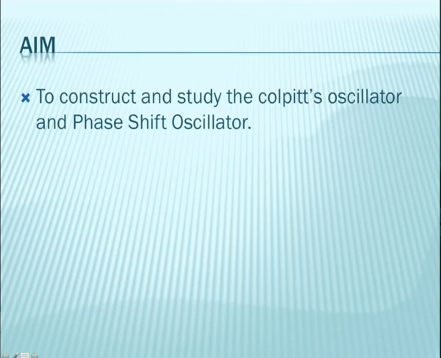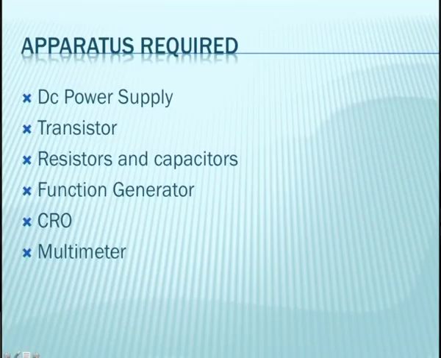Aim of this experiment: to construct and analyze the Colpitt's oscillator and phase shift oscillator. Both the oscillators are constructed using transistor. Colpitt's oscillator. To construct the Colpitt's oscillator, the following apparatus are required: DC power supply, transistor, resistors and capacitors, function generator, cathode ray oscilloscope, multimeter and inductance coil. These are all the apparatus used to construct Colpitt's oscillator.